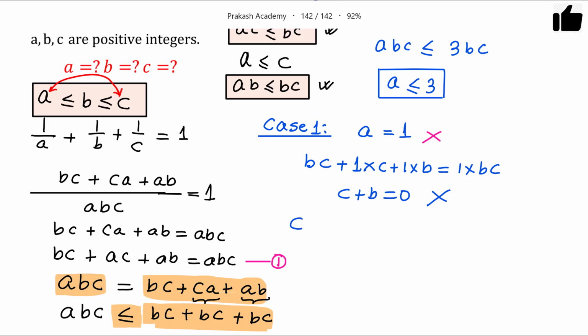Now let us move to case 2. What about a = 2? We have to check all the cases. So let us check a = 2.